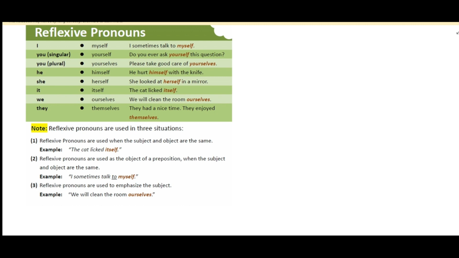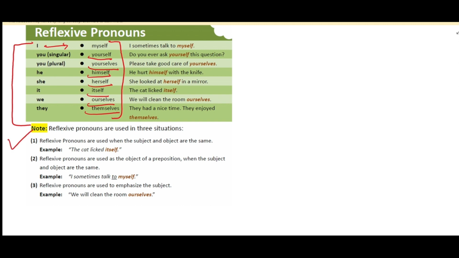Next we have reflexive pronouns. You can see here the first list. These are subject pronouns, and the second list, this one, they are reflexive pronouns. If I say, reflexive pronoun of I is myself, reflexive pronoun of you is yourself. If you talk about plural, it can be yourselves. Reflexive pronoun of he is himself. In this way, herself, itself, ourselves and themselves. These all are reflexive pronouns.